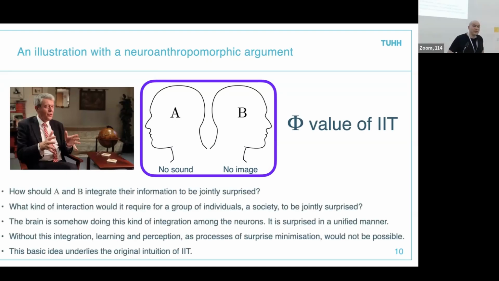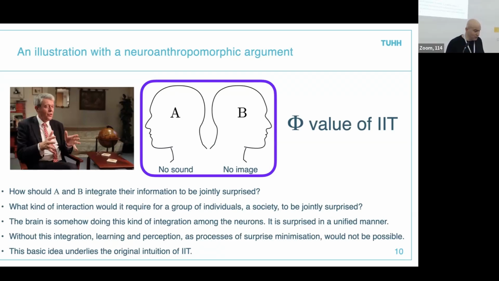The problem is that the system, as I described, is not integrating the information to a joint surprise, okay? And then the question would be, how should A and B integrate the information to be jointly surprised? What kind of interaction would it require for a group of individuals, a society, to be jointly surprised? The brain is somehow doing this kind of integration among the neurons. It is surprised in a unified manner.